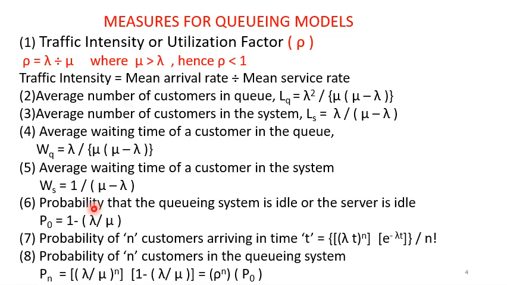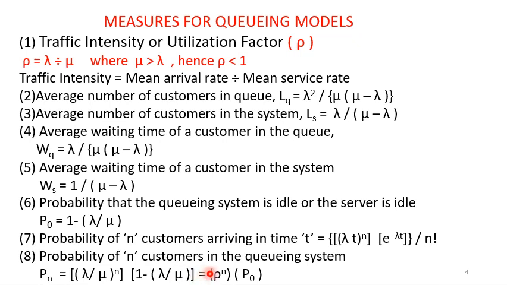The eighth one: what is the probability of n customers in the queuing system? Pn is equal to (lambda by mu) raised to n into (1 minus lambda by mu).